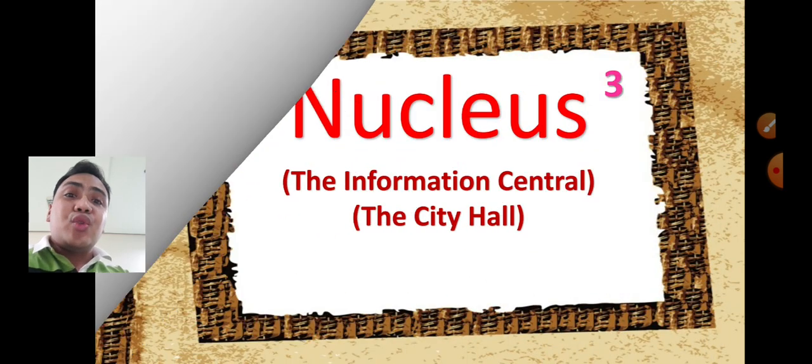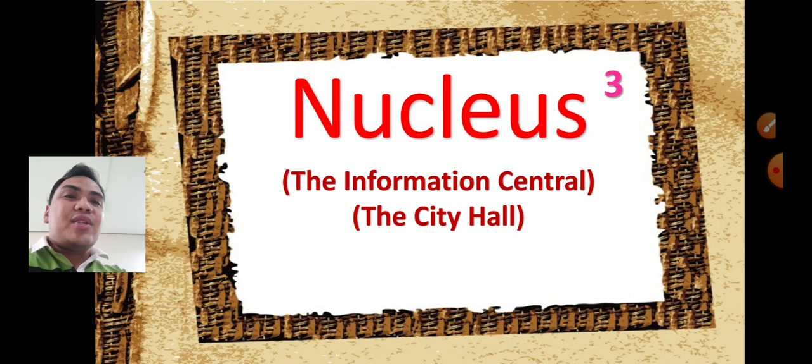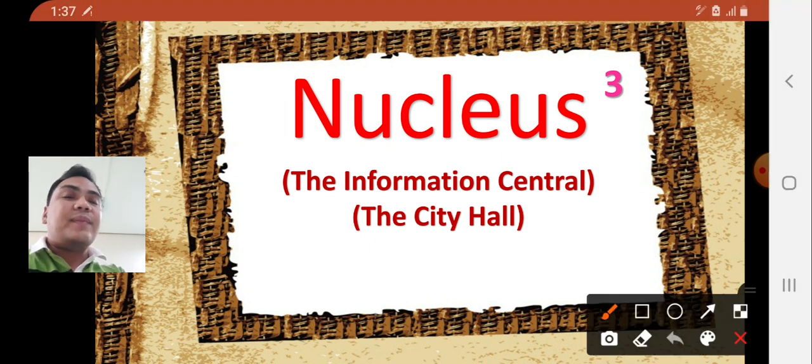So earlier, we discussed the first two basic parts of the cell, namely the plasma membrane and the cytoplasm. Also, we distinguished the difference between the membrane-bound and non-membrane-bound organelles, in which organelles are considered to be the little organs of the cell. So, in this case, we will proceed to the third basic part of the cell known as the nucleus.